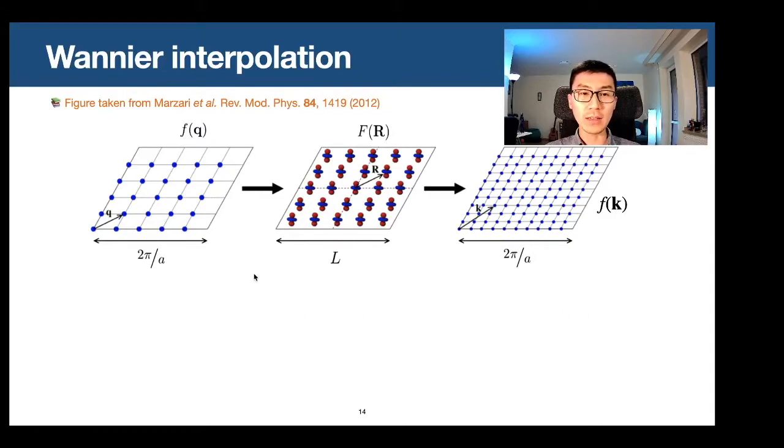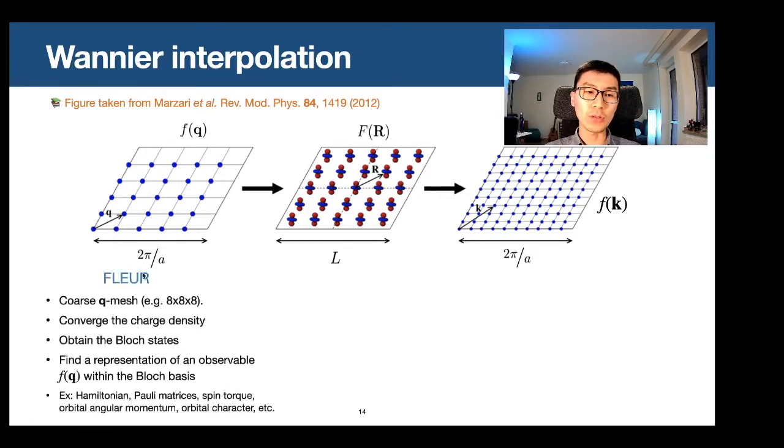So the motivation is that in DFT codes, there is a limitation. Computationally, it's very difficult to calculate in q-space. So usually we choose a very coarse q mesh for the FLEUR code, like 8 by 8 by 8, or sometimes we go up to 32, but we don't go to crazy numbers like 1,000. So what we do is first converge the charge density, and we obtain Bloch states, and then we can obtain some observable, let's say F(q), within the Bloch basis.